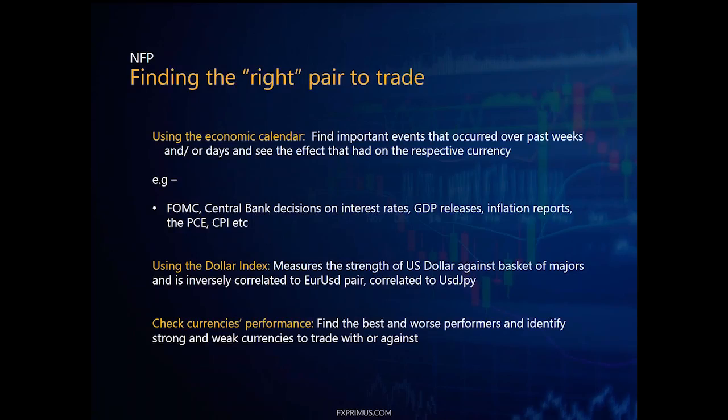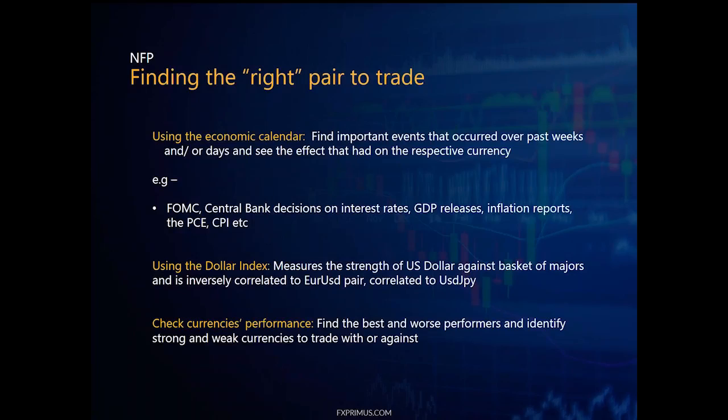However, there's a way to find the most appropriate pair one could trade for the common NFP by using the economic calendar, having a look at the dollar index, and by checking the currency's performance. So, how they have performed against one another. On the calendar, you could use important events and reports that have already occurred over the past few days or weeks, and check what effect those had on their respective currencies. For example, FOMC, rate decisions, GDP releases, and any other reports.